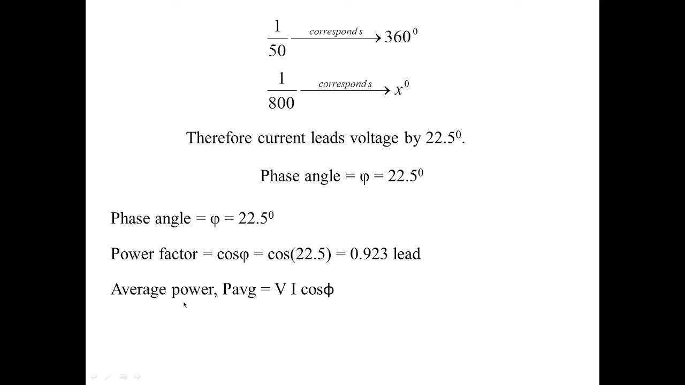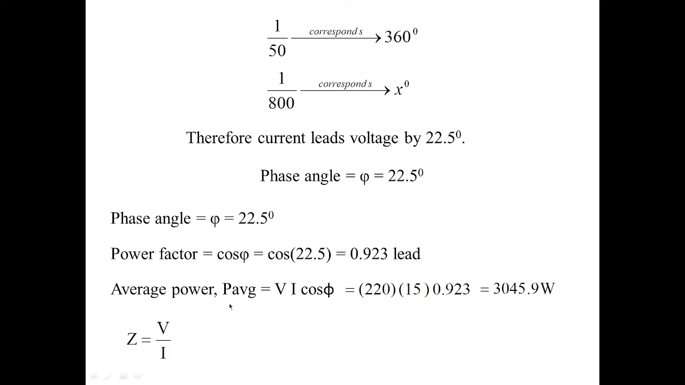Then calculating the average power, which is given by VI cos phi. The V value is 220, the RMS value of current is 15 and the cos phi value is 0.923. Just multiply these values and we obtain the average power as 3045.9 watts, or sometimes it is treated as 3.045 kilowatts. Both the answers are one and the same.